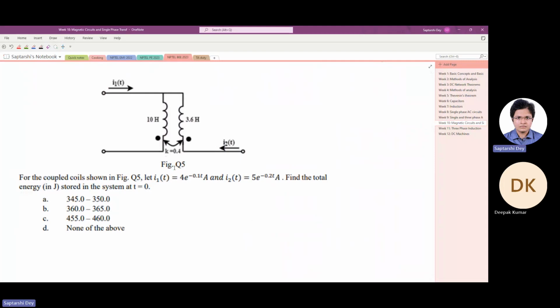For the coupled coils shown in the figure, they have given some value of current, and the currents are not constant, they are dropping exponentially. I1 is this, I2 is this. What is the total energy stored in the system?